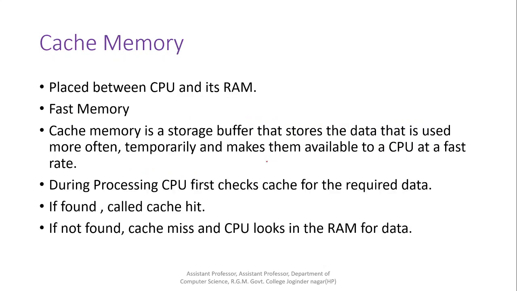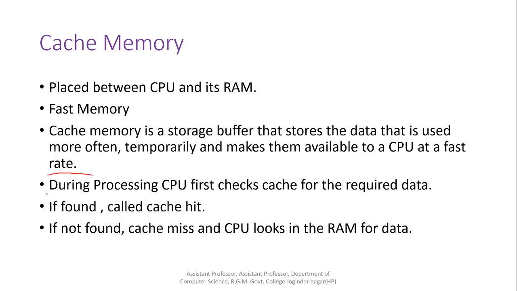Next we have cache memory. Cache memory is placed in between the CPU and RAM. Cache memory is very fast, and it is faster than RAM, but not faster as compared to registers. Cache memory is a storage buffer that temporarily stores the data that is used more often and makes it available to the CPU at a faster rate.